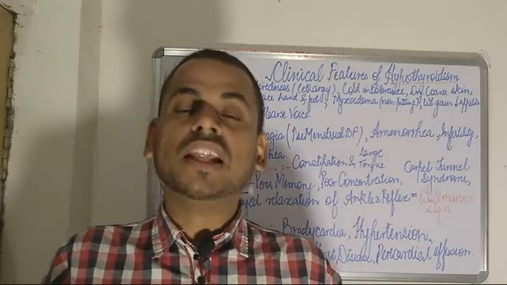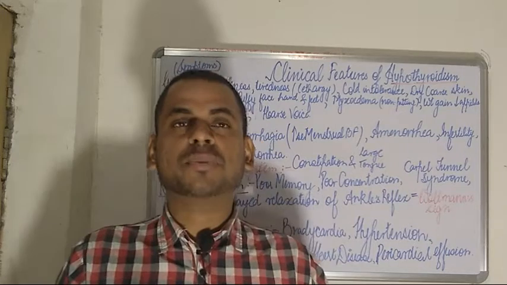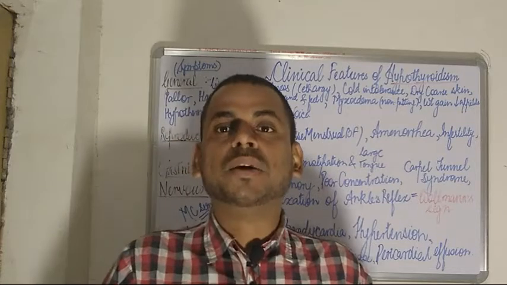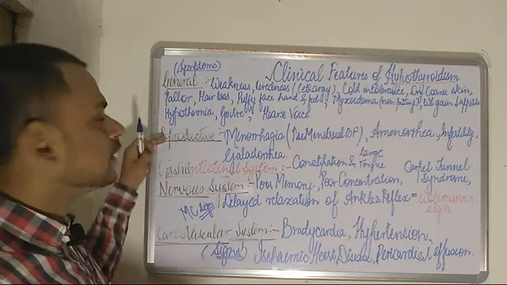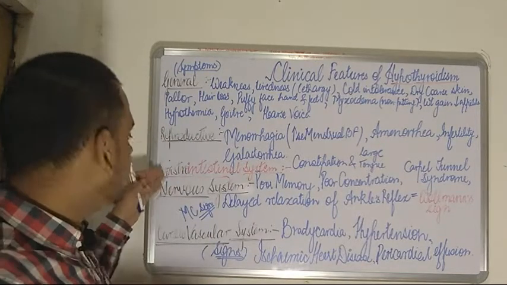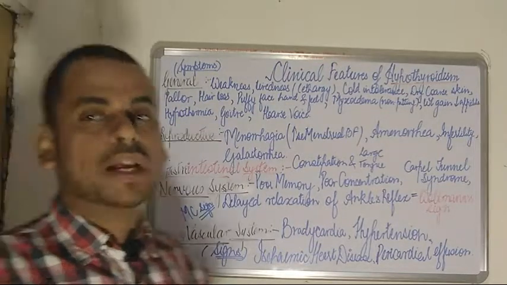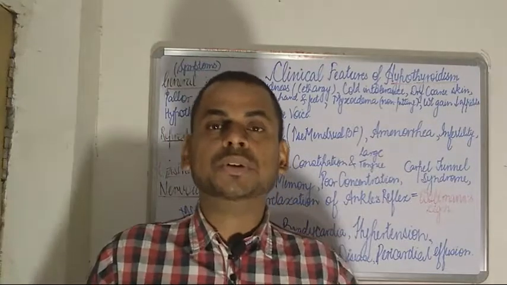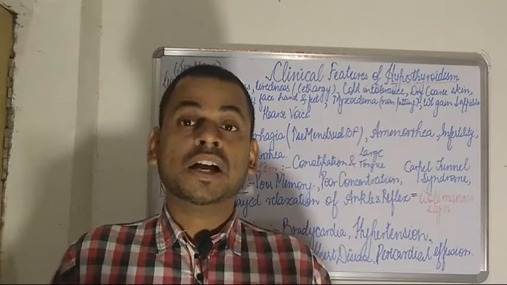So today the next topic of my discussion will be the clinical features of hypothyroidism. The clinical features of hypothyroidism can be studied under basically 5 headings. First will be the general features, next the reproductive features, next the gastrointestinal symptoms, then moving on to the nervous system and the cardiovascular symptoms. Students, one thing more I would like to tell you: hypothyroidism is more commonly seen in females.